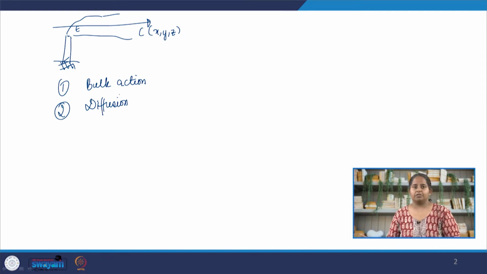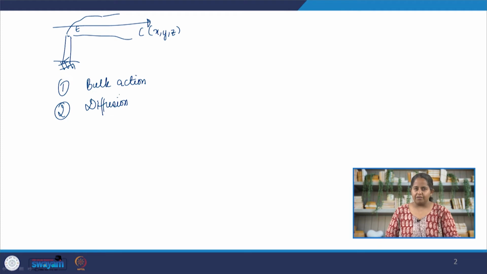The other is diffusion. Now, bulk action happens because the fluid in which the contaminant exists is moving. So, in the case of groundwater, the groundwater is moving. In the case of a river, the river water is moving. In the case of air, the wind is blowing. Diffusion happens because of random molecular motion. If you remember your basic science, things undergo Brownian motion, which is random motion, and because of this random motion, the contaminants or the compounds we are tracking tend to move from higher concentration to lower concentration.